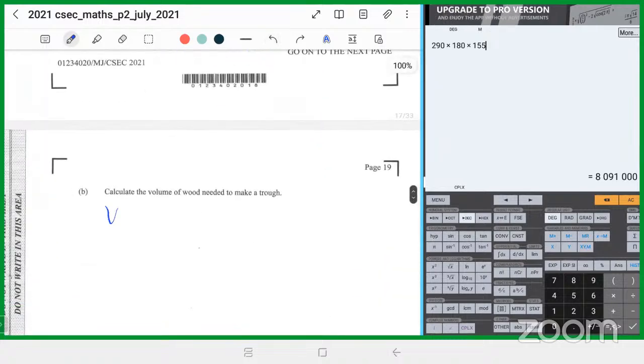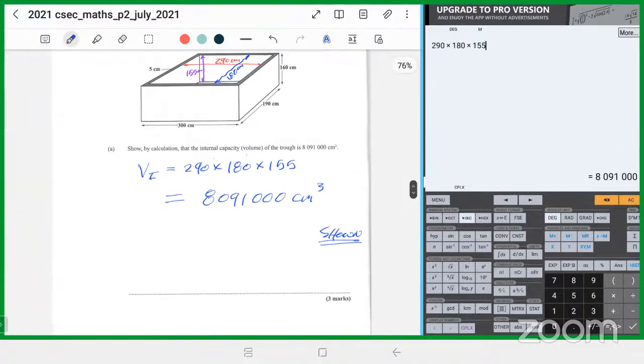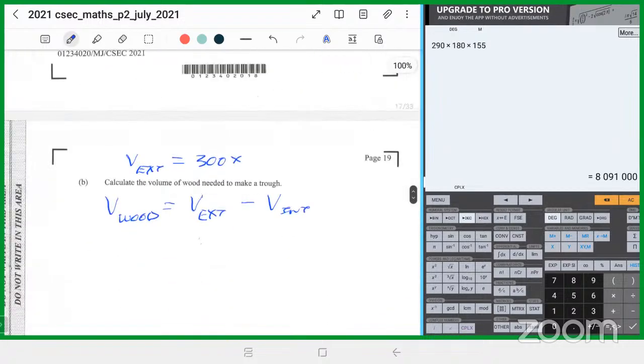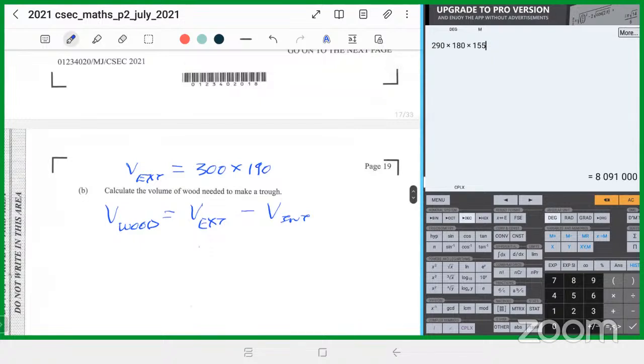So the volume of wood is equal to the volume external minus the volume internal. The volume external is the external dimensions. They're going to multiply. I can write it out up here. The volume external is going to be the 300. What are they again? 300 times 190 times 160.